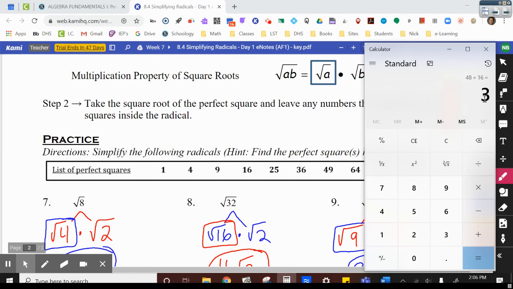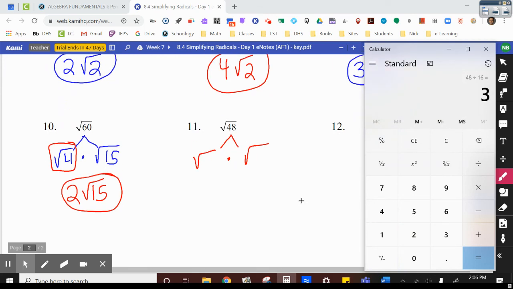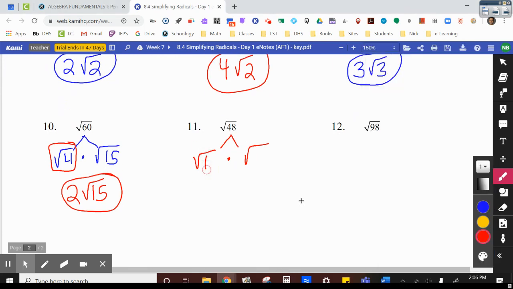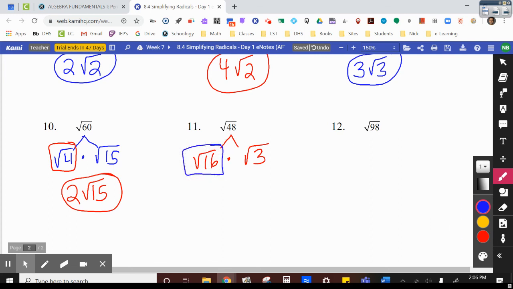And it sure does. 48 divided by 16 is 3. So that means I want to break up the square root of 48 into the square root of 16 times the square root of 3. The square root of 16 is going to simplify down to 4. So my final answer is 4 root 3.